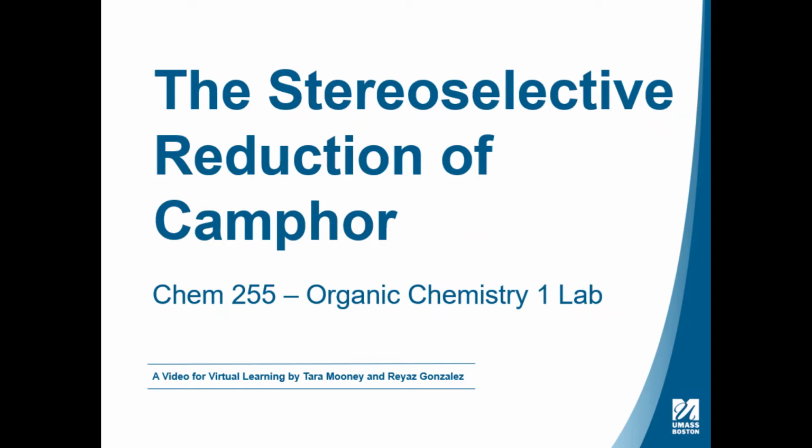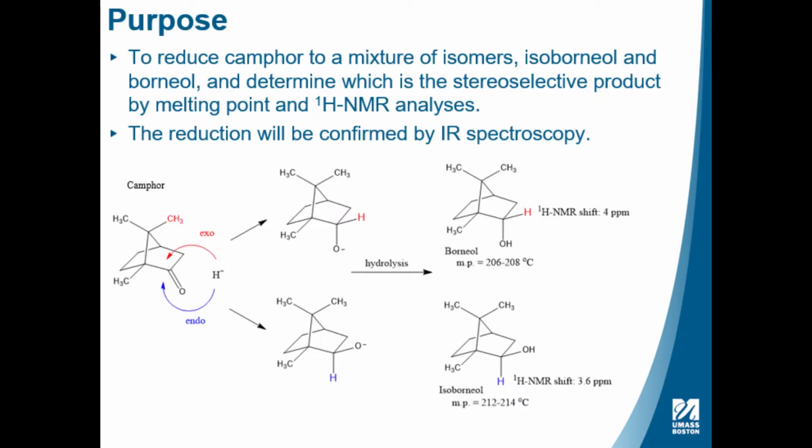In today's video, we will be performing a stereoselective reduction of camphor. The purpose of today's lab is to reduce camphor to a mixture of isomers, isoborneol and borneol, and to determine which is the stereoselective product by melting point and NMR.